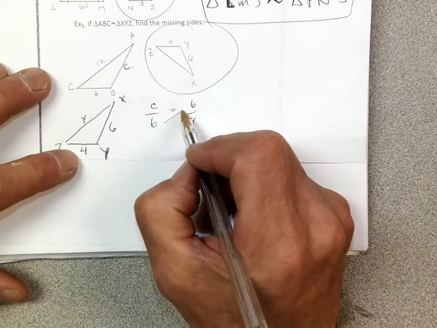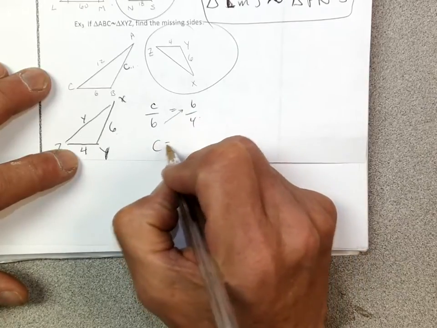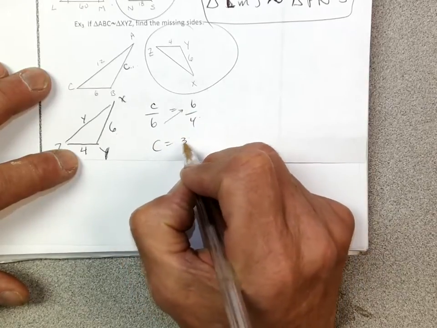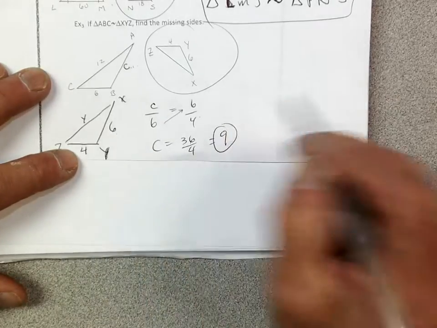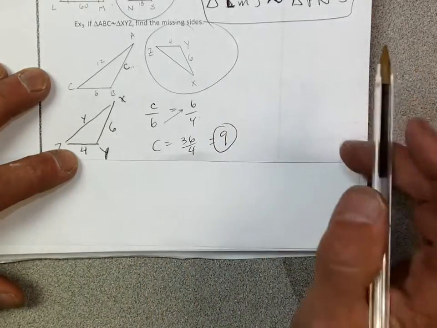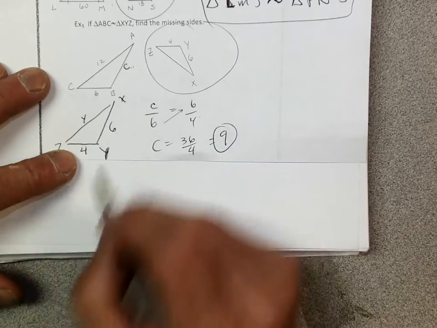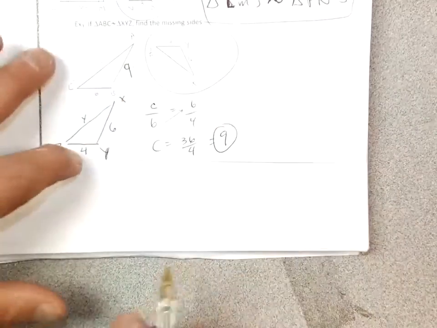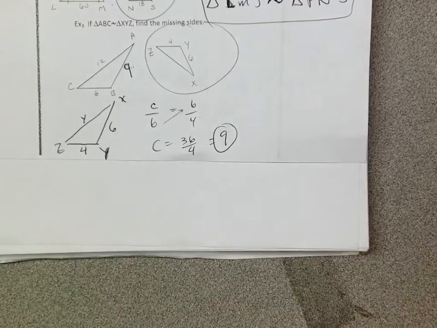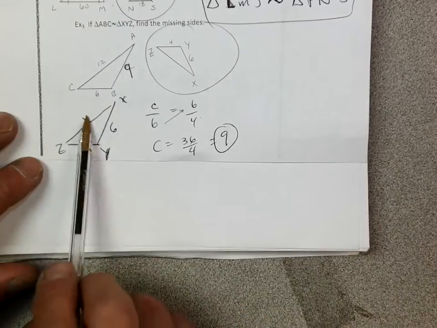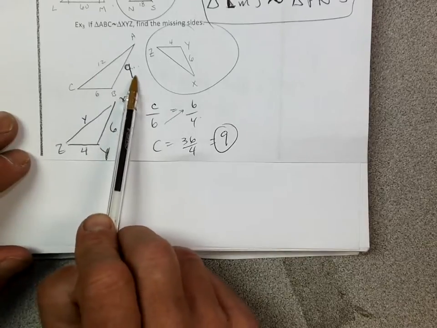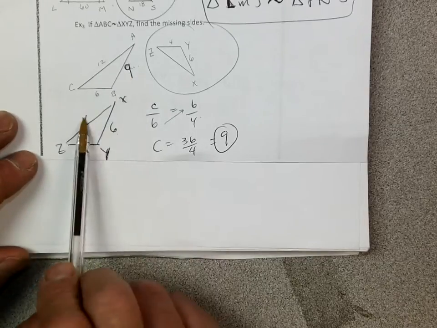I'm going to multiply it by 6. c is equal to 36 divided by 4, which is 9. See how I did that? Really quite easy. Okay, so now this one is going to be 9, okay? All right, now let's find little y, okay? So little y, I might go y goes to 6 as 12 goes to 9. That's one way, right?